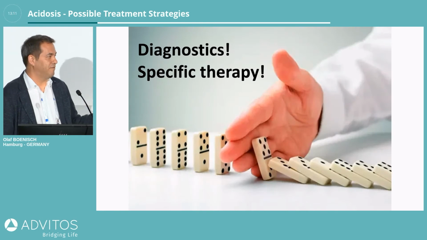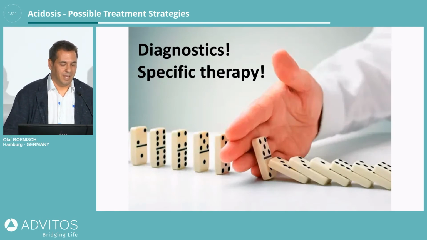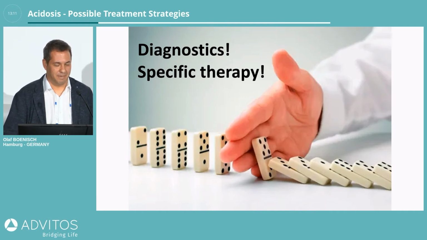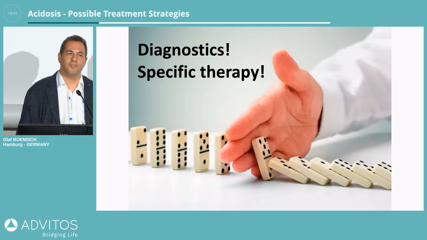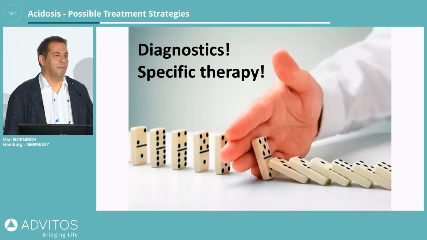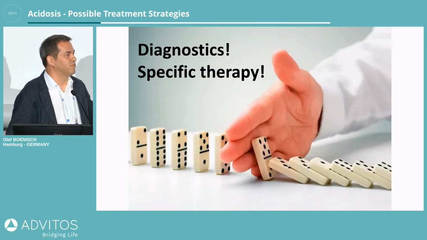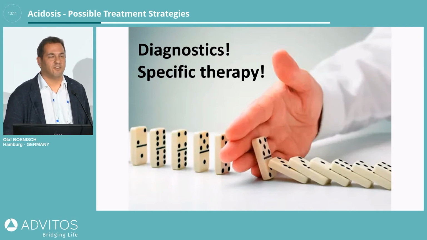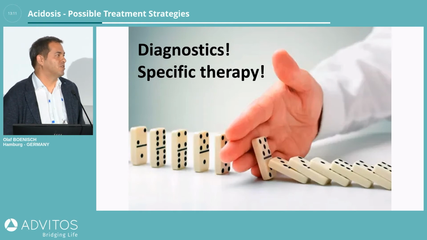And once we have this, we have to do the diagnostics and some lab investigations, and we have to go for the specific therapy. Of course, for instance, with ketoacidosis, bicarbonate doesn't make sense. So the treatment is relatively easy. It's volume substitution and insulin therapy. With the intoxications, the best thing you might want to do is to dialyze the patient.